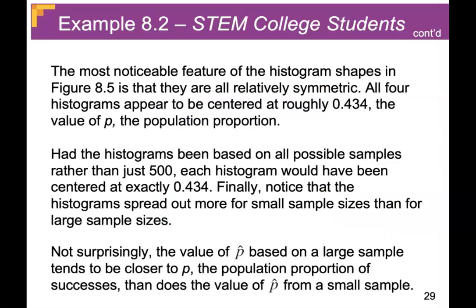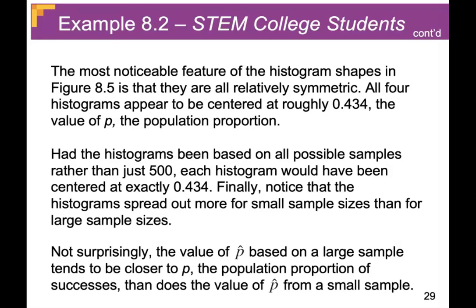So as you look at these histograms, you should notice that they are relatively symmetric, and that is certainly something that you would expect. Now, if we had actually done these samples with every single possible sample instead of just 500, each of these histograms, believe it or not, would have actually been centered at exactly 0.434. And that is a super powerful observation. Even though there were different amounts of variation, all of them would be centered at the true proportion. Now, as the sample sizes got larger, the histograms were not spread out as much.